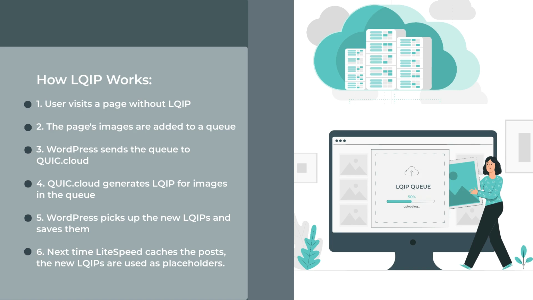Periodically, the cron sends the queue to QUIC.cloud. QUIC.cloud processes each of the images and generates LQIPs for them. QUIC.cloud then notifies WordPress that the LQIPs are ready. Finally, the cron picks up the LQIPs and saves them to be used as placeholders in the page's HTML next time the page is cached.